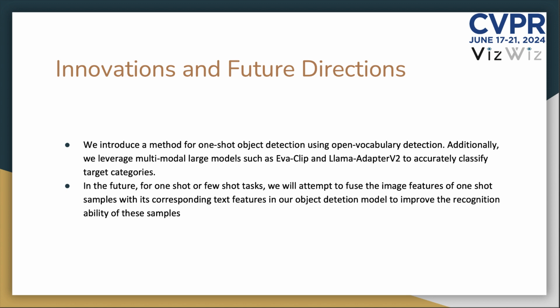We introduce a method for one-shot object detection using open vocabulary detection. Additionally, we leverage multimodal large models such as EVA-CLIP and Llama Adapter V2 to accurately classify target categories. In the future, for one-shot or few-shot tasks, we will attempt to fuse the image features of one-shot samples with its corresponding text features in our object detection model to improve the recognition ability of these samples.